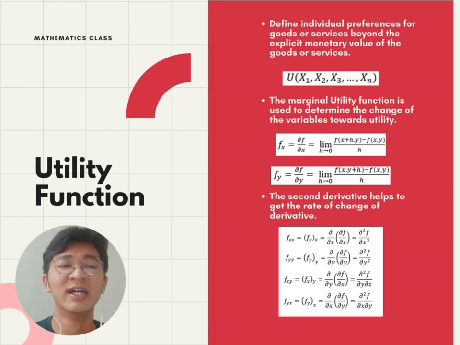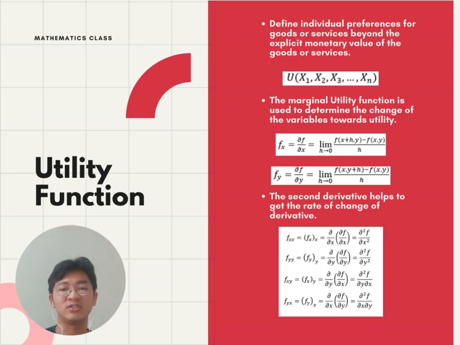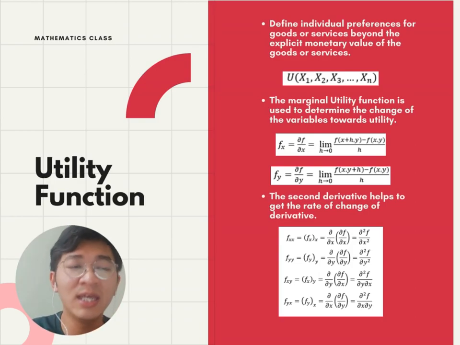The utility function is basically a representation to define individual preference for goods or services beyond the explicit monetary value. In other words, it is a calculation of how much someone desires something, or we could say that it is a study of the satisfaction gained by the customer with limited monetary value. The utility function will be shown as above, like u of x1, x2, up to xn, where n equals the total number of products we select.